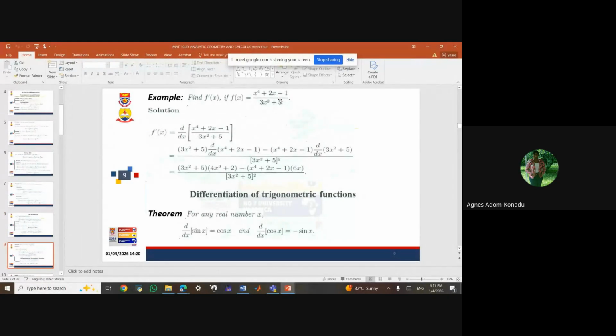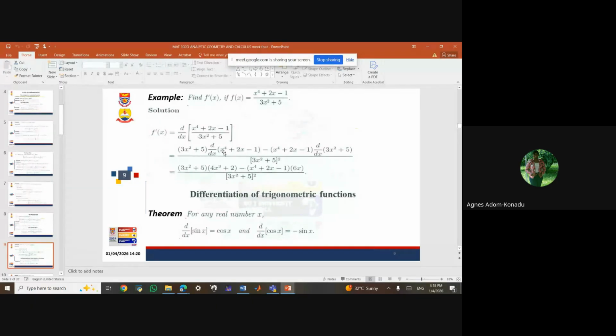By that theory, it says that if I want to differentiate this one, it is the denominator first. So I write my denominator, 3x squared plus 5, times the differential of the numerator. So I have d dx of the numerator, minus my numerator. So I have the numerator, times the differential of the denominator, all divided by the denominator squared. So you come down, you have the denominator, then differential of the numerator. And you know that this numerator, you have to apply so many rules.